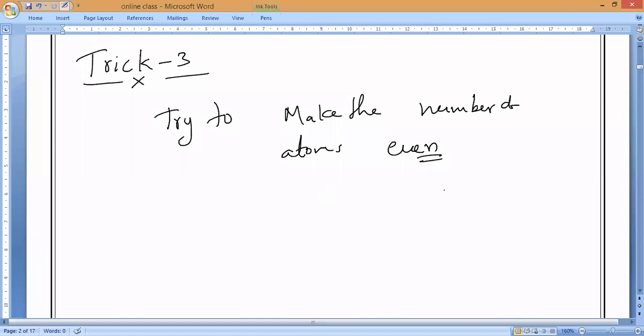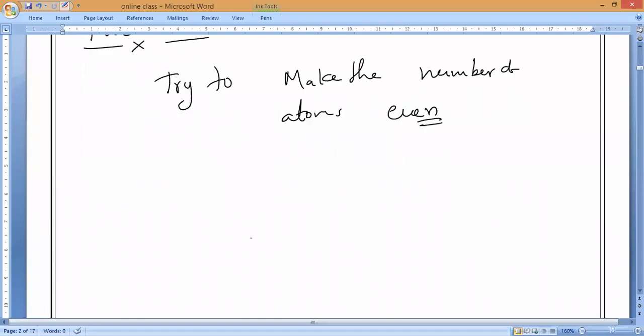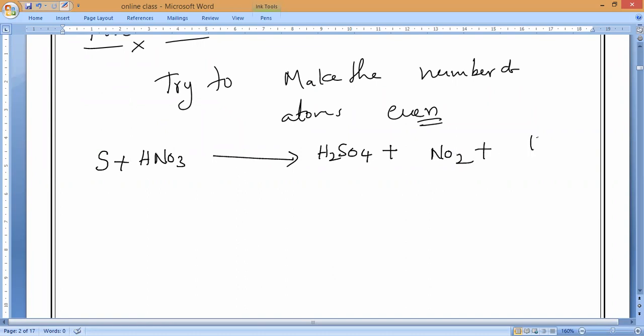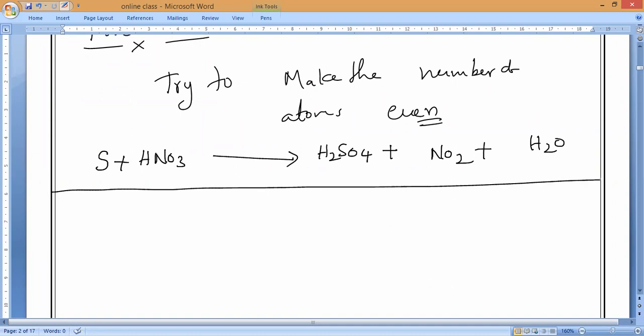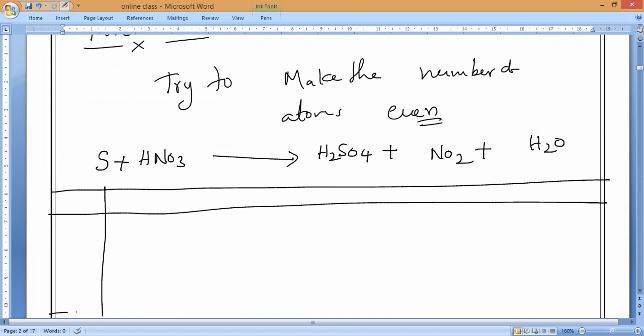So now first sulfur. What is the equation? Try to tell me, Tamil Selvan. Sulfur reacts with HNO3 to give H2SO4 plus nitrogen dioxide plus CO2 plus H2O. Now we'll apply the trick 3 and we'll try to solve it. So observe very carefully and tell me. So we will solve within 4 steps.